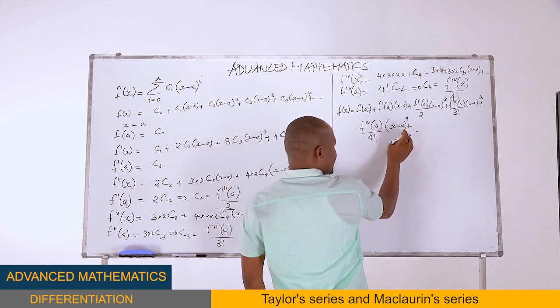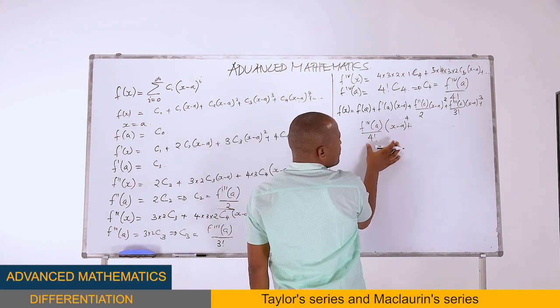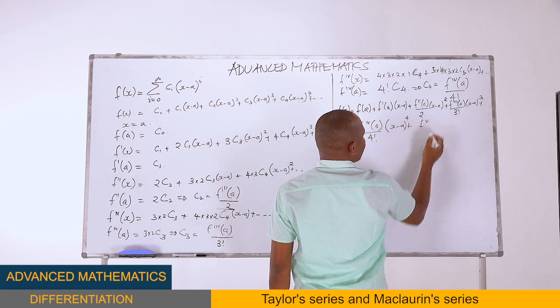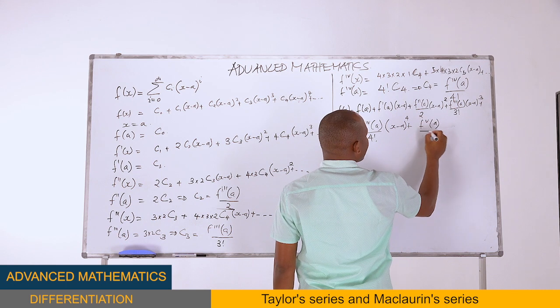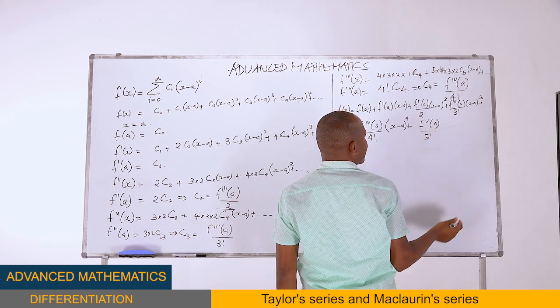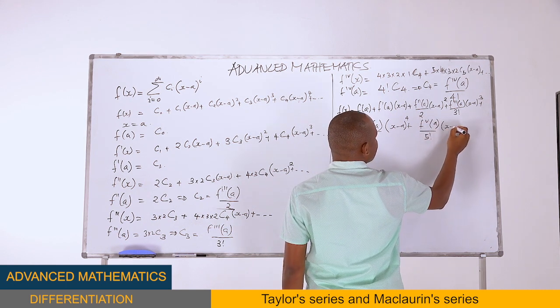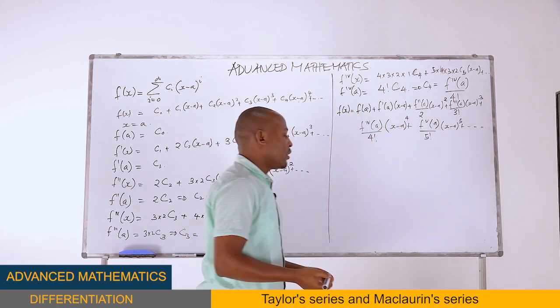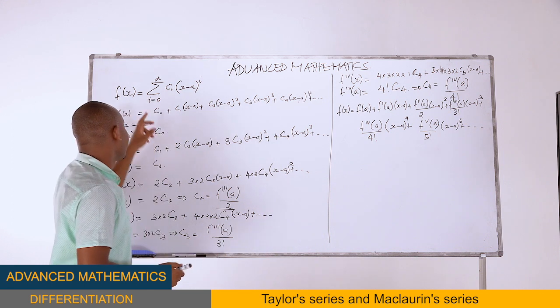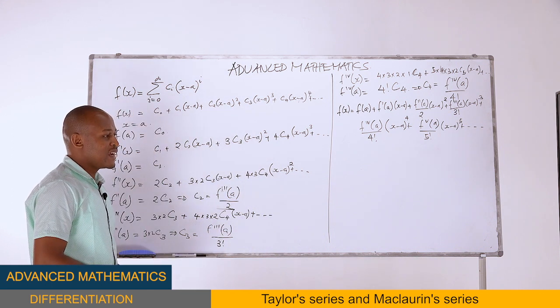That is to say, if we try to write the next term from this, it will be denoting the derivative of a over 5 factorial times x minus a raised to 5, plus, and so on, down to when i is equal to infinity.